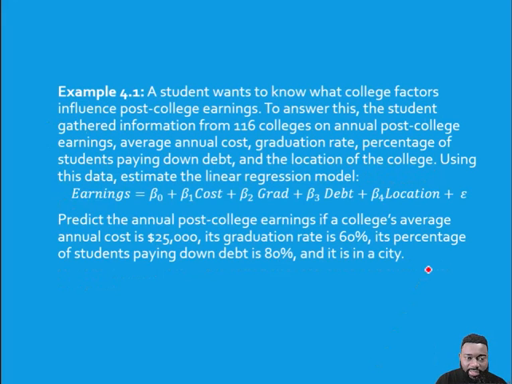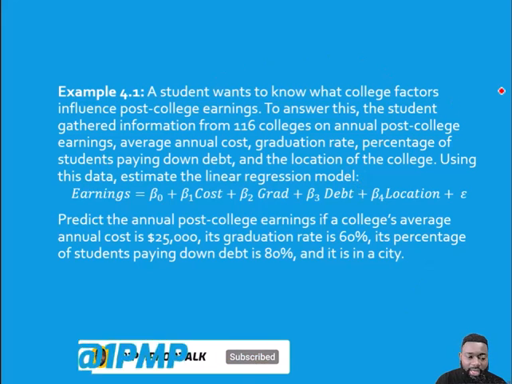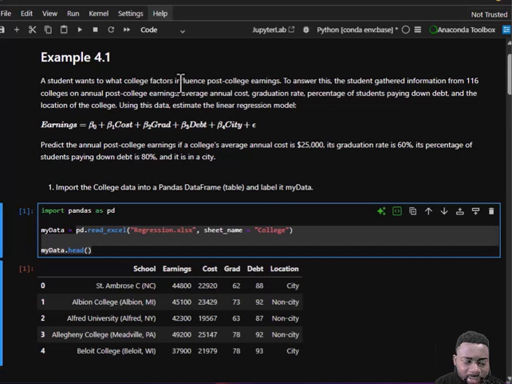Now let's take a look at this example, and let's jump into Jupyter Notebook, and then we will solve it there. All right, let's take a look at this example. A student wants to know what college factors influence post-college earnings. To answer this question, the student gathered information from 116 colleges on annual post-college earnings, average annual cost, graduation rate, percentage of students paying down debt, and the location of the college. Using this data, estimate the linear regression model.